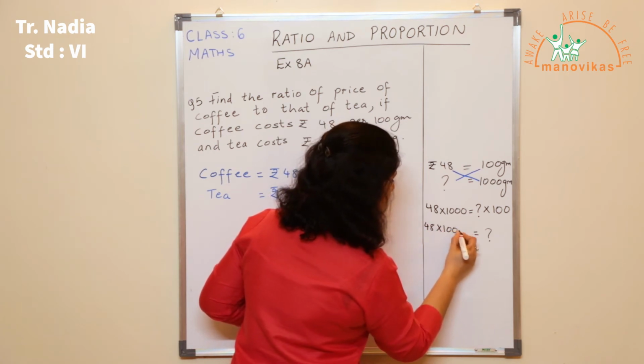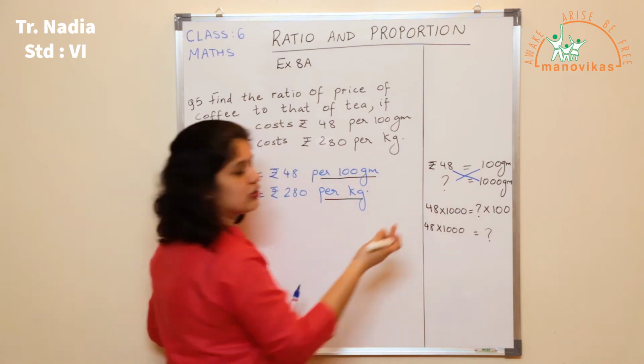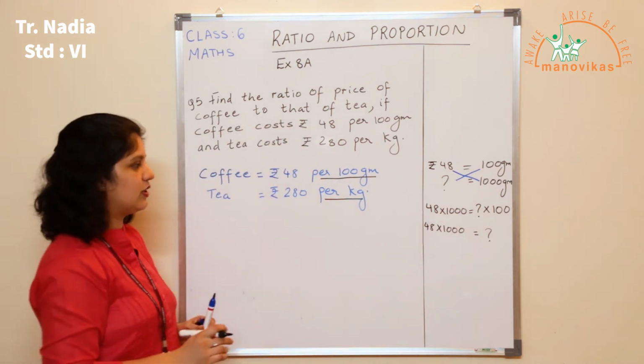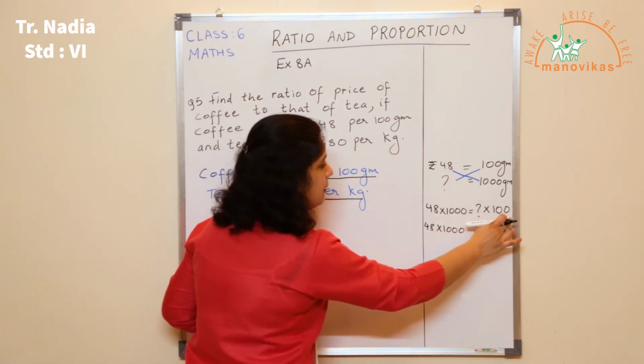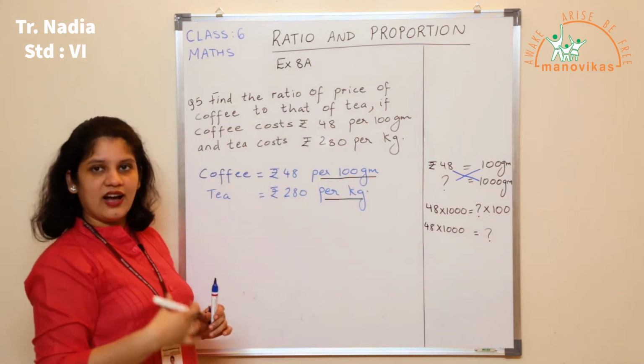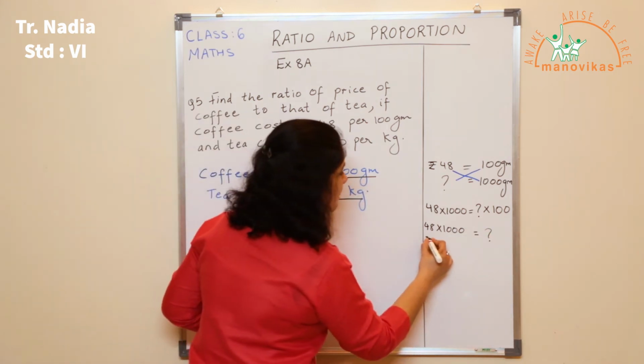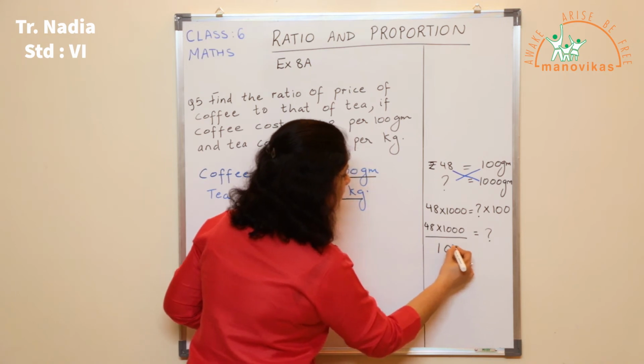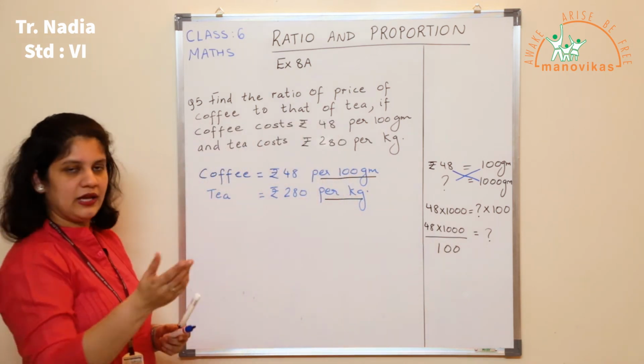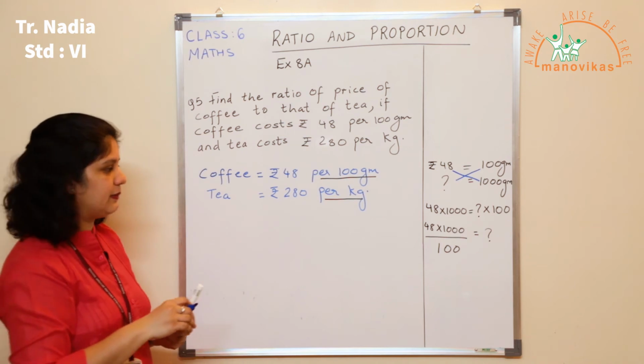If I want the question mark to be left alone, you can also put an X over the children in place of the question mark. Now this multiplied by 100, if I bring it on the other side of the equation, it will become divide by 100. So multiply by 100 has come on the other side and it has become divide.